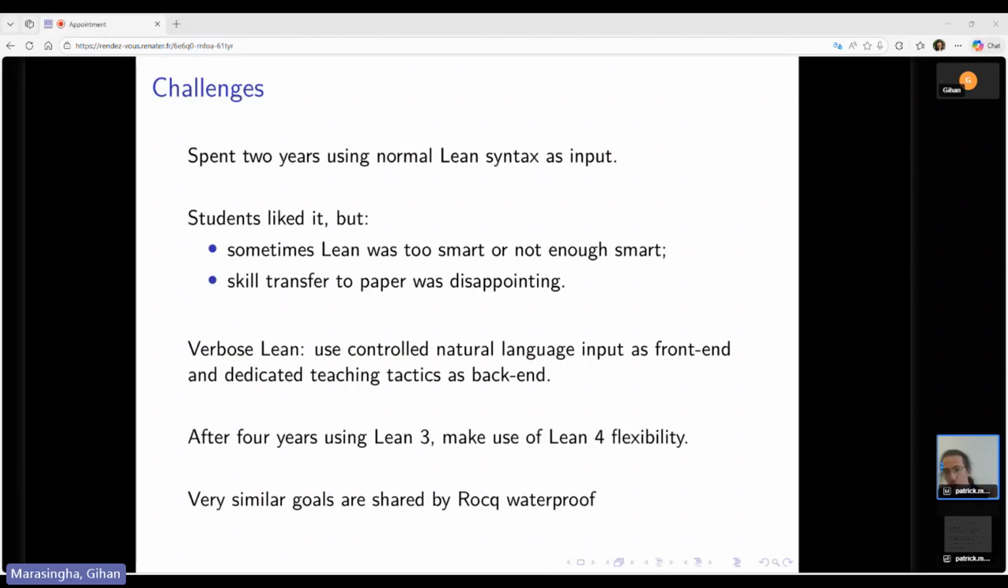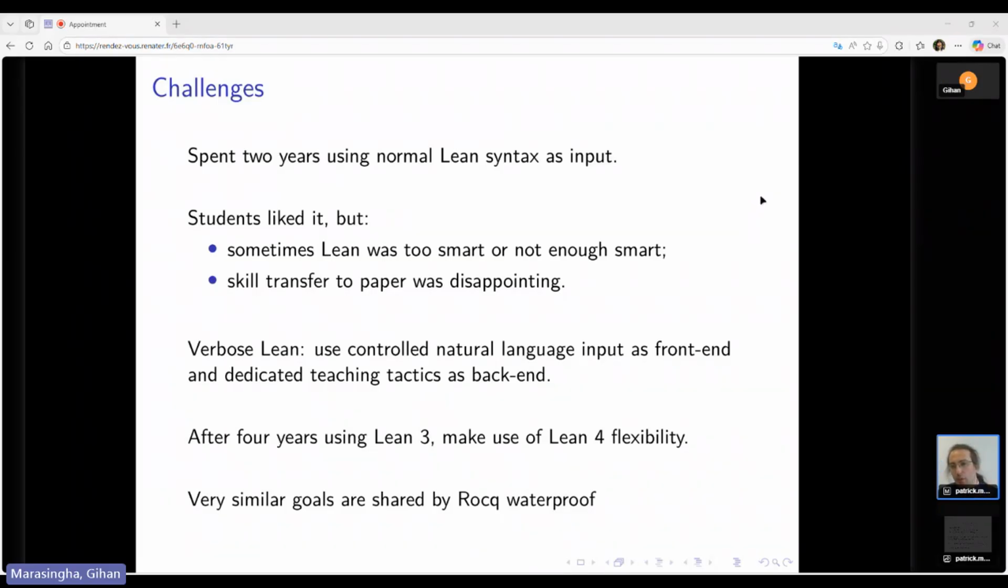And more importantly, the skill transfer to paper was disappointing. Students could solve the exercise in Lean, and then when I told them to write a proof on paper, even after doing this proof with Lean, it was disappointing. The writing was not good, some steps were missing, or they would copy the Lean syntax too closely, and that would be unreadable for someone who is not a Lean user.